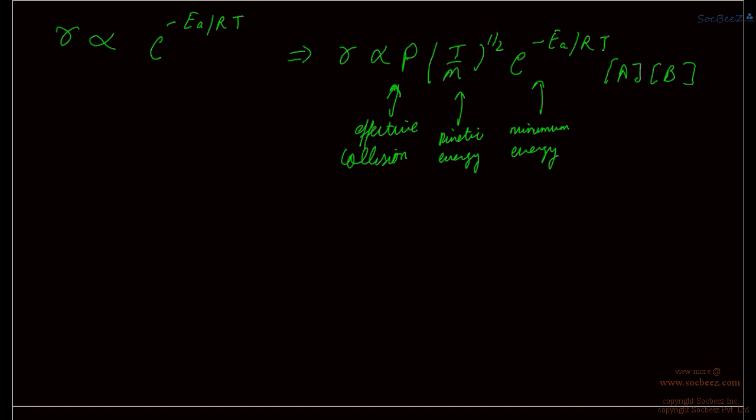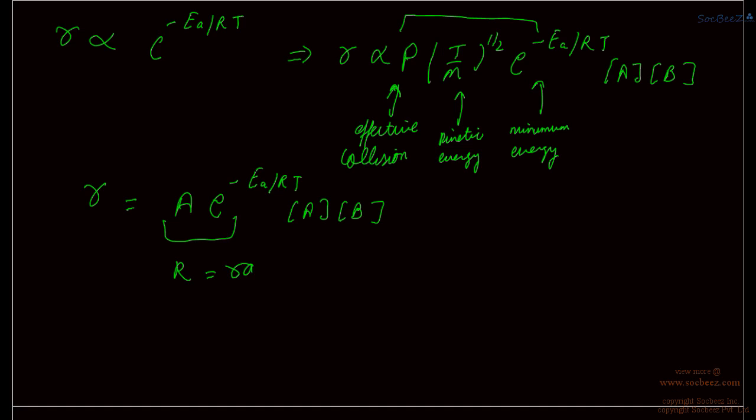Okay, so taking all these concepts in mind, Arrhenius developed an equation with A, which is a constant factor, and it takes care of all these factors that are coming into the rate equation, and e raised to the power minus EA upon RT, and the concentration of A and concentration of B. So this factor is known as the rate constant, K, the rate constant of any particular reaction.